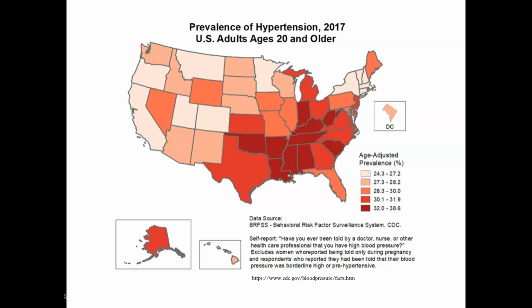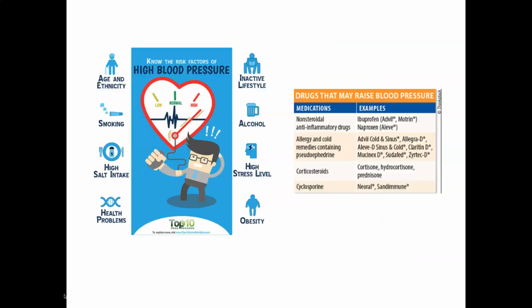I thought this was interesting. The CDC had this up on their website where it shows the prevalence of hypertension. Now, this is 2017, so it's approximately 3.5 years old, I would say. But this shows you U.S. adults ages 20 or older where the prevalence is. If you look at Iowa, you can see we're not the lowest. We're not the highest by any rate, but we're definitely not the lowest. So there are a lot of people across the country that are struggling with hypertension.